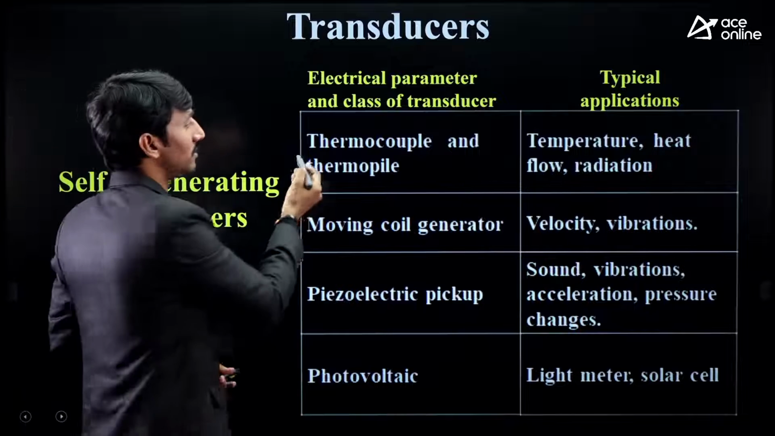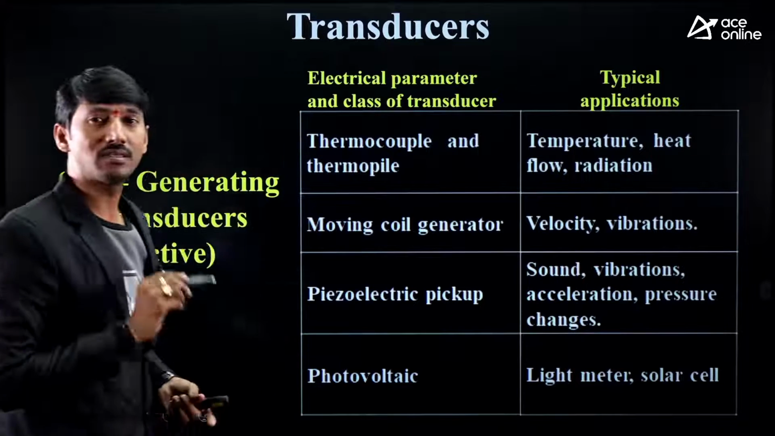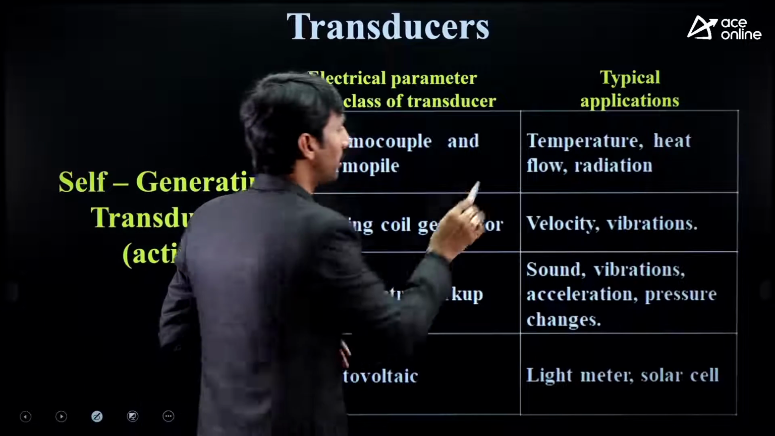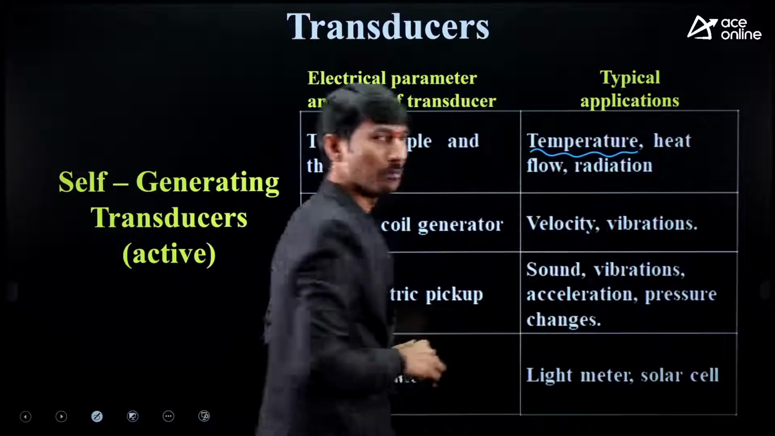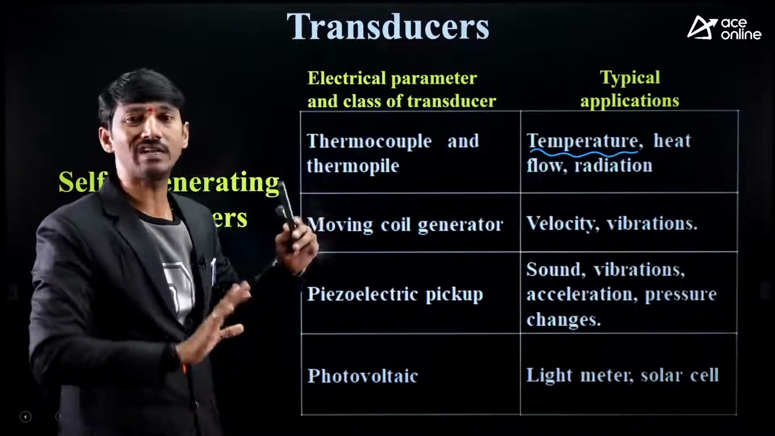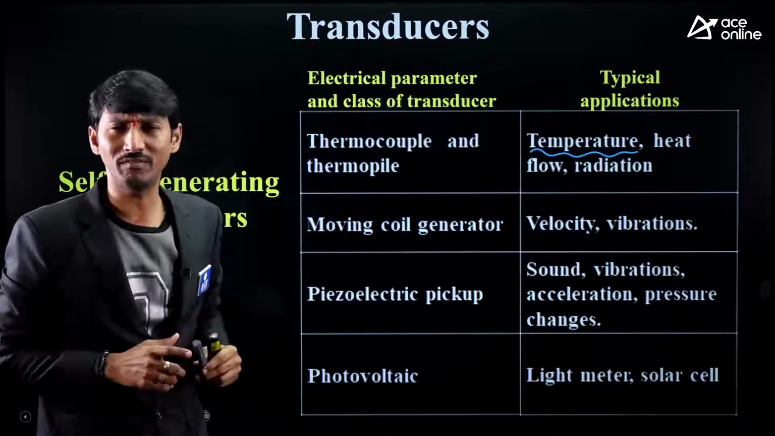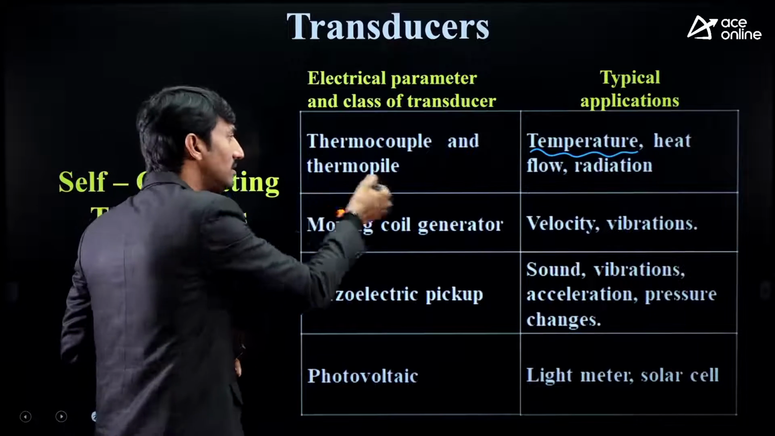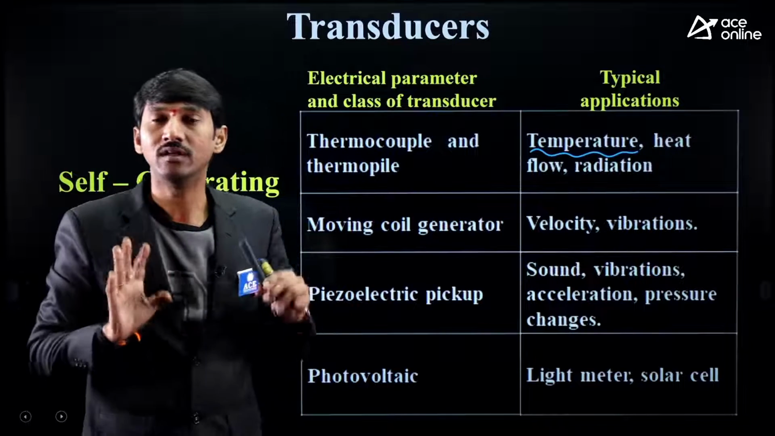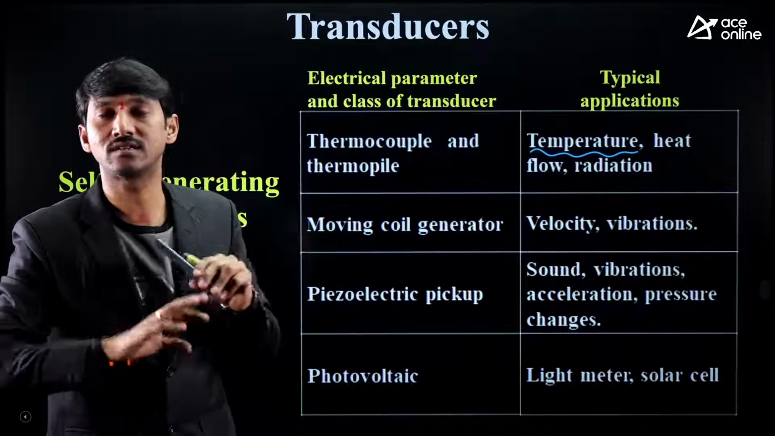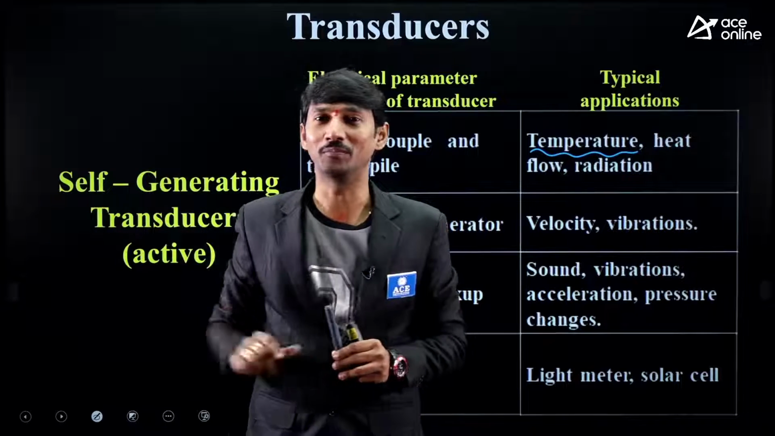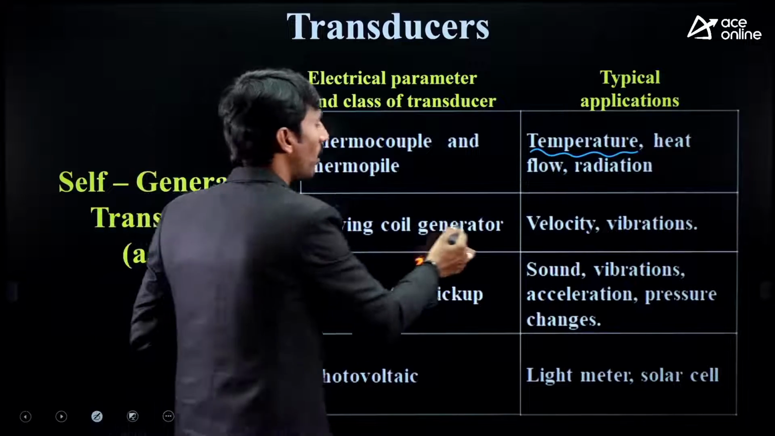Okay, sir. Thermocouple and thermopile. Sir, thermo means temperature. So therefore, these are for temperature measurement, or heat flow or radiation. Yes, all these are for temperature measurement or heat measurement, we can say. But in this thermocouple, we need not give any external supply. That's why it is called active. Active means self-generating.